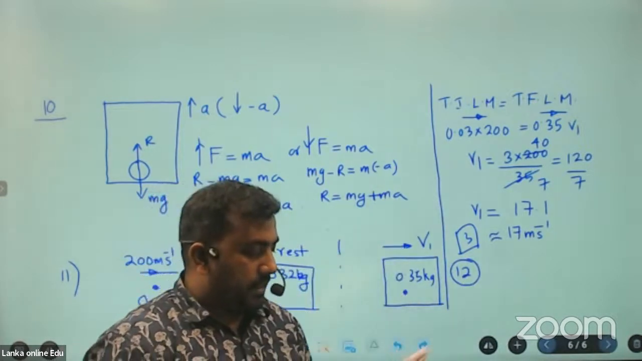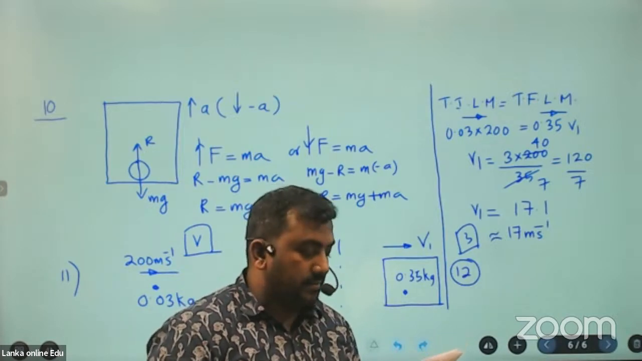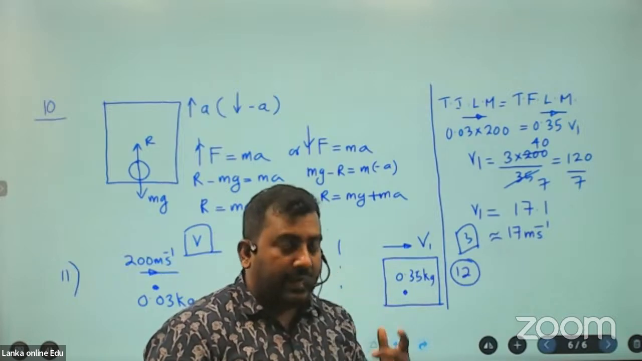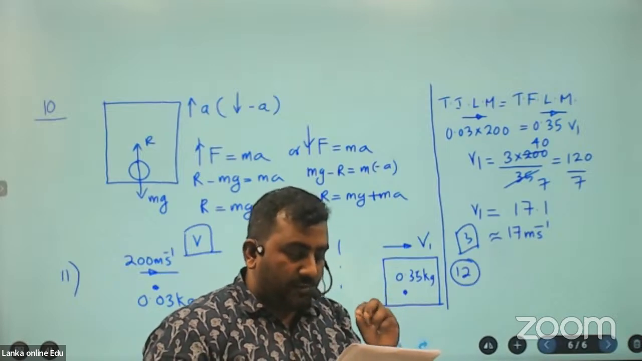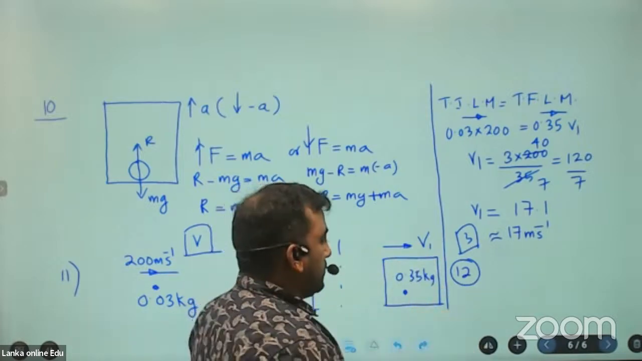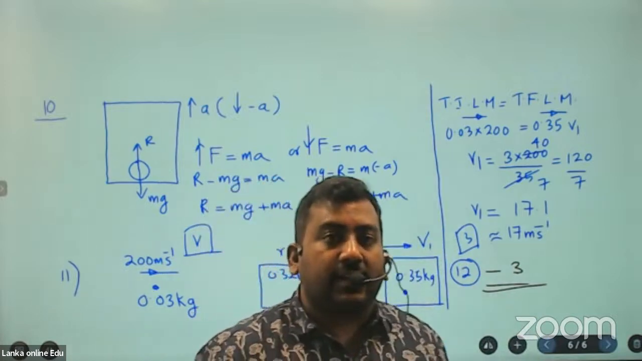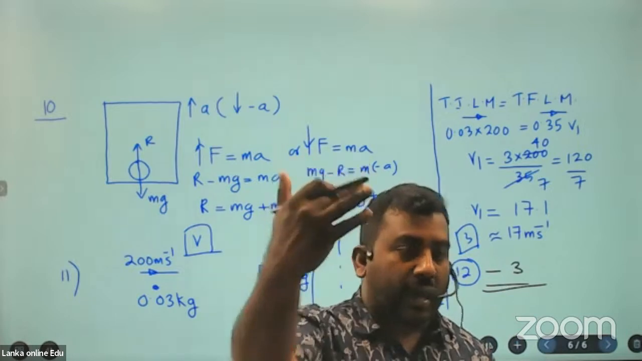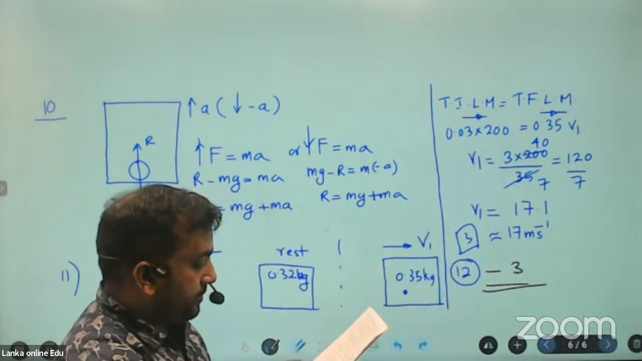MCQ 12. Which of the following statements is always true regarding elastic collisions? What's an elastic collision? An elastic collision is a collision where the kinetic energy is conserved. The loss of kinetic energy of one molecule is equal to the increment of the kinetic energy of the other molecule. So 12, answer 3. How is the energy conserved? The loss in kinetic energy of one is equal to the gain of kinetic energy of the other. That's how it's conserved. So 12th, answer 3.